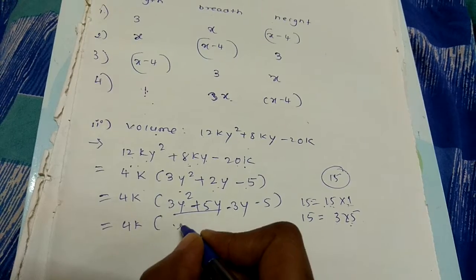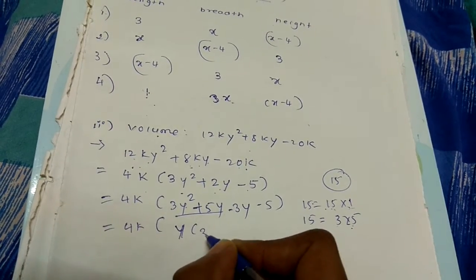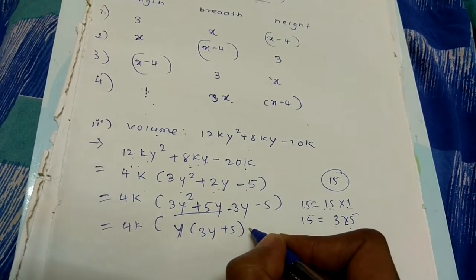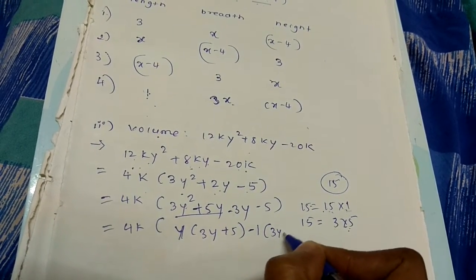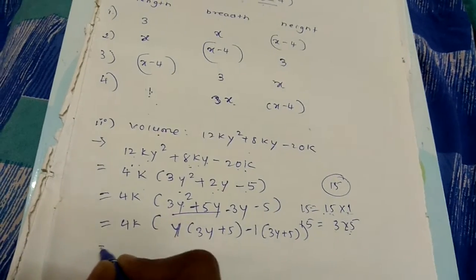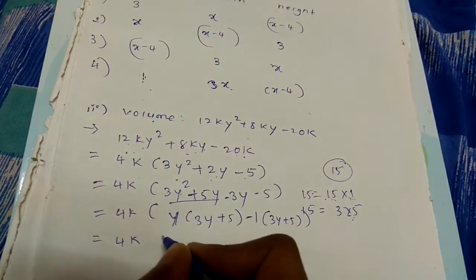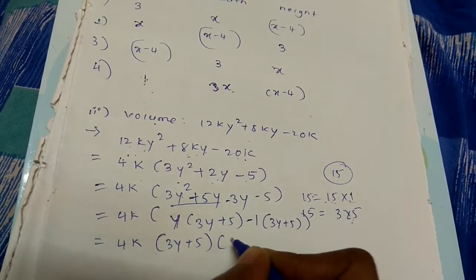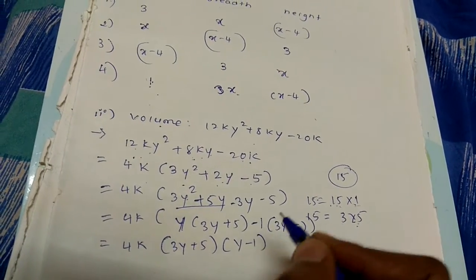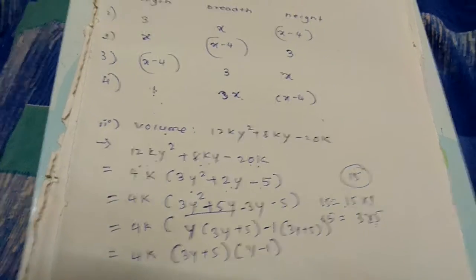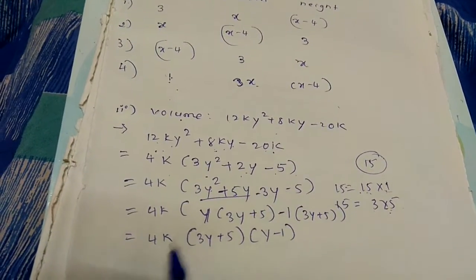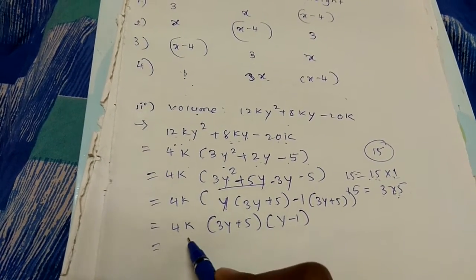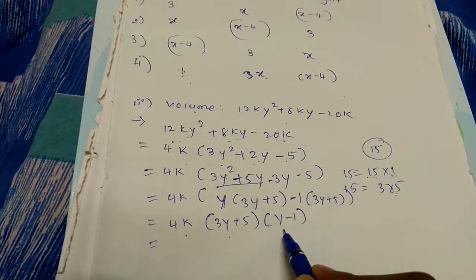In this, what is common? y is common, so we get 3y plus 5. Again, we should get the same bracket, so minus 1 will be outside: 3y plus 5. So this equals 4k, and here 3y plus 5 will be common, and inside the bracket y minus 1 will remain. These are the two factors we got from this quadratic polynomial, and this is one more common factor we got. So we can take these as length, breadth, height.